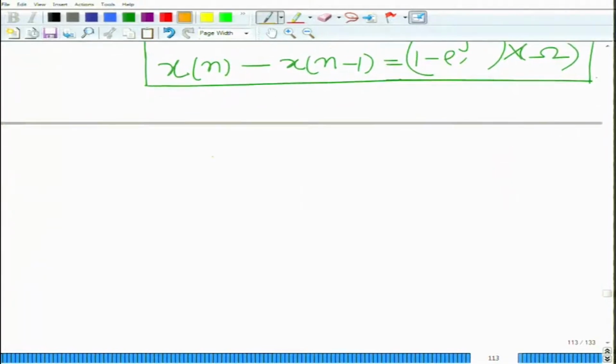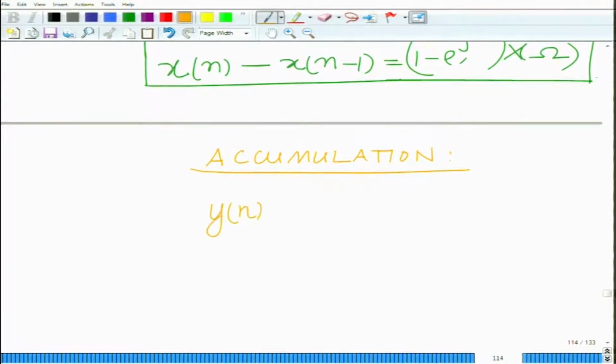Let us now look at another property. All these are small properties, but fairly useful in the manipulation and analysis of the DTFT of signals. A lot of these properties can be used together to derive the final DTFT or to analyze the system or signal under consideration. So, let us consider the accumulation, the sum over k equals minus infinity to n.